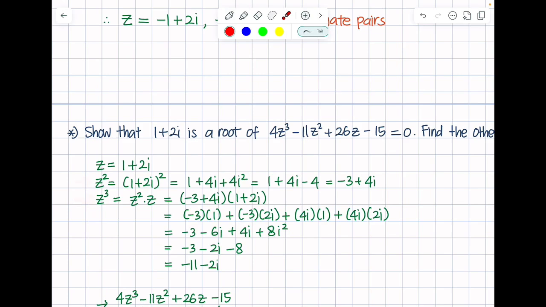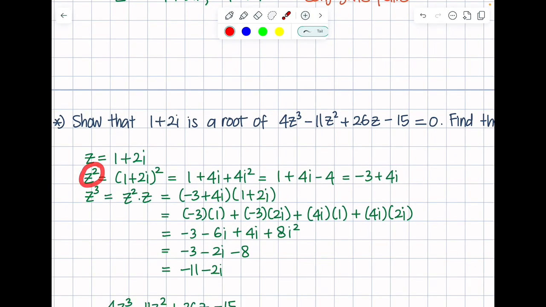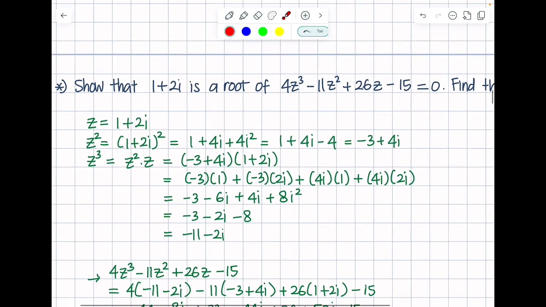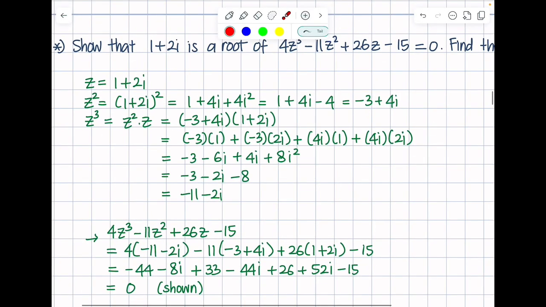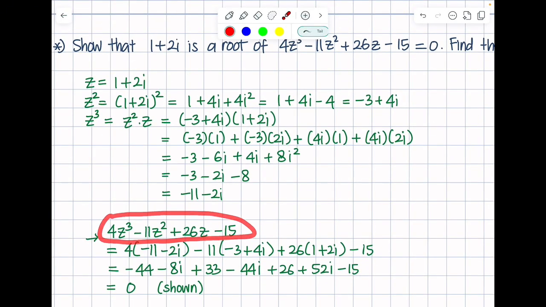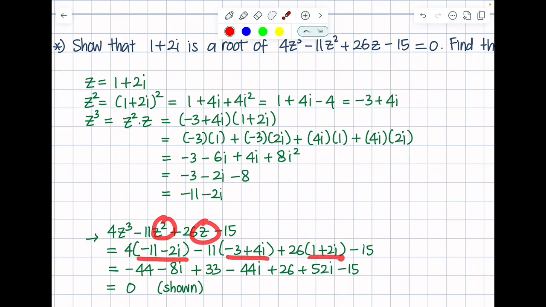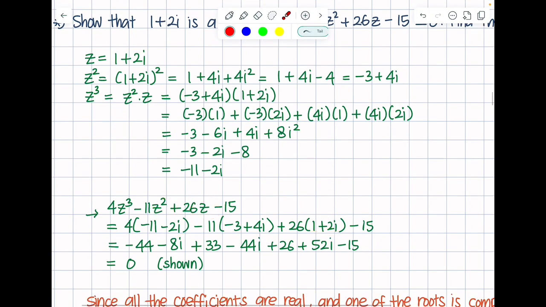You can choose either binomial expansion or do it manually like this. Find z squared first, and then we get negative 3 plus 4i. So z cubed is z squared times z. We multiply, and then we get z cubed is negative 11 minus 2i. We insert these values into the equation: replace z cubed by negative 11 minus 2i, z squared by negative 3 plus 4i, and z by 1 plus 2i. Calculate this, and we get the result is 0.